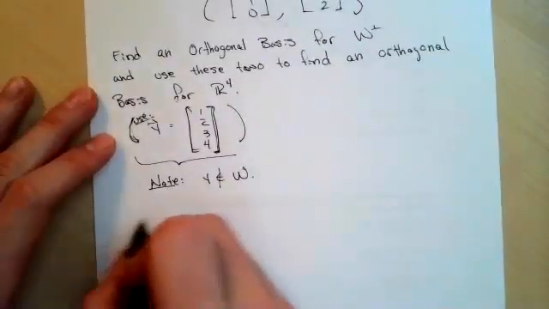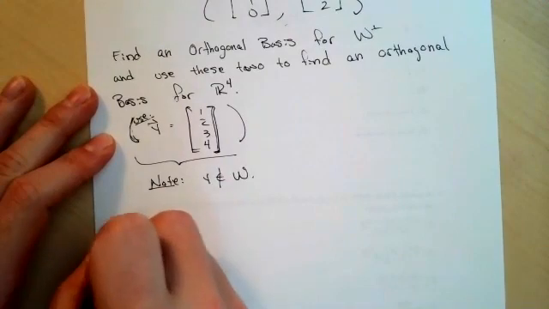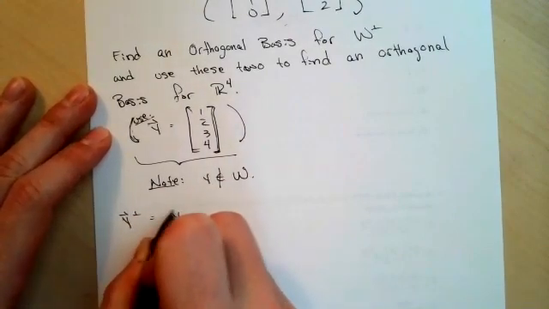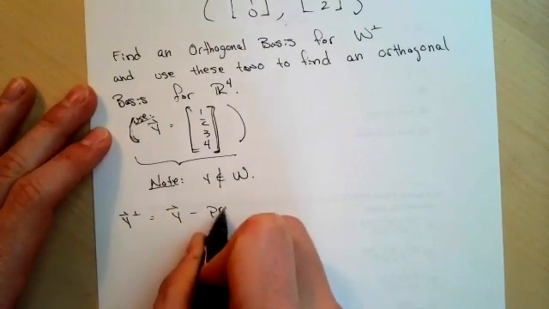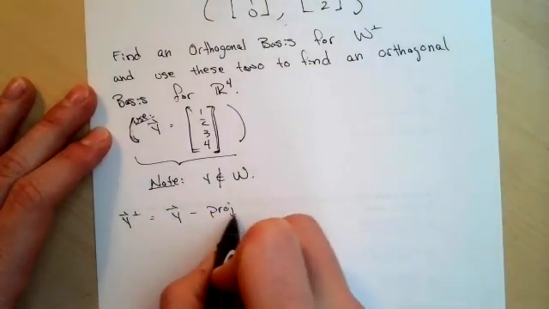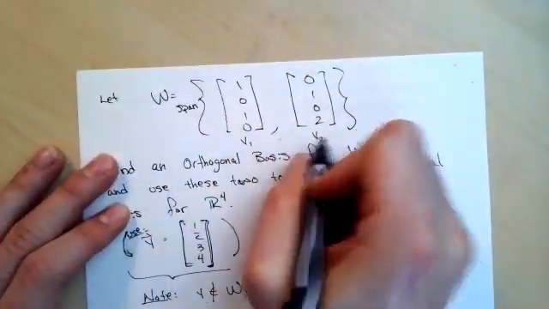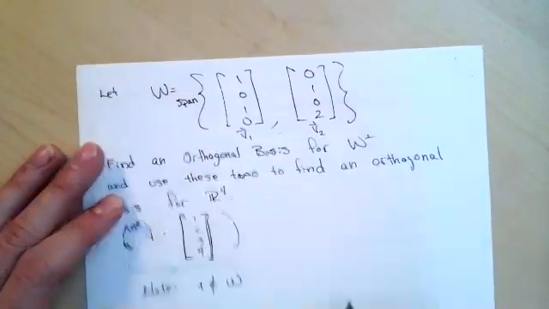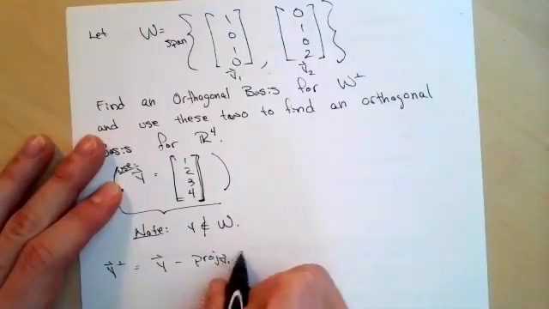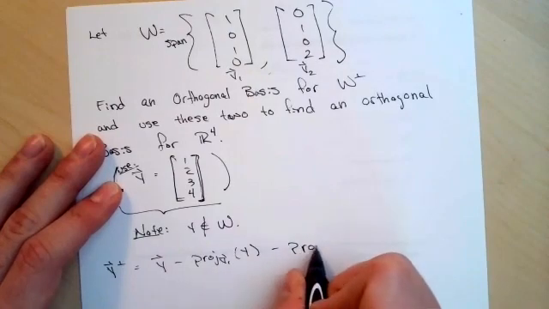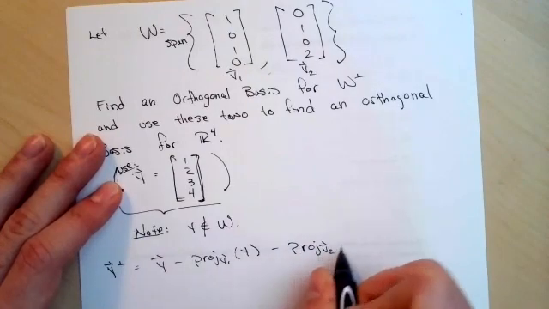So what do we want to do? Let's take y and find the orthogonal part. So it's just going to be y minus the projection onto, again, let's label our vectors. Let's call them v1 and v2. So we project on v1, subtract that off, project on v2, and subtract that off.